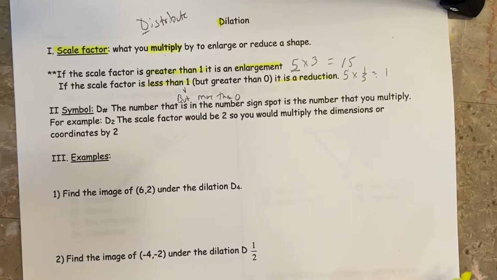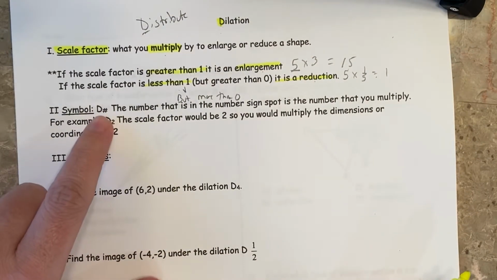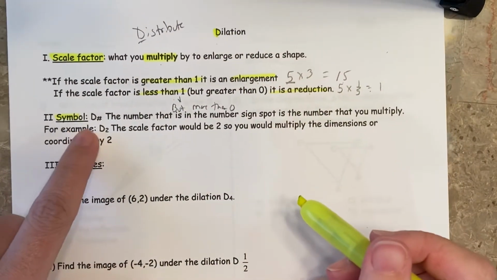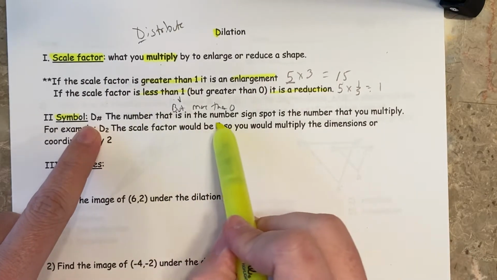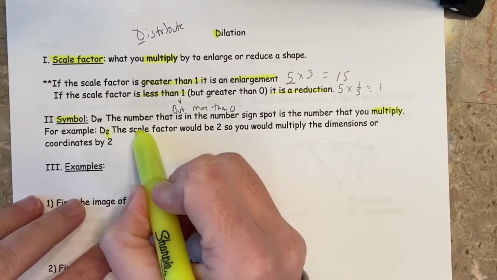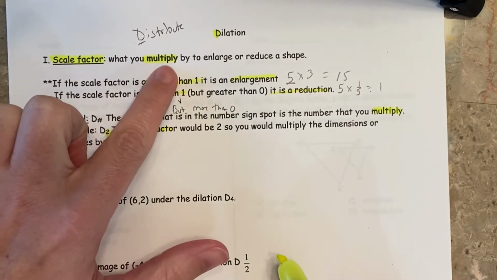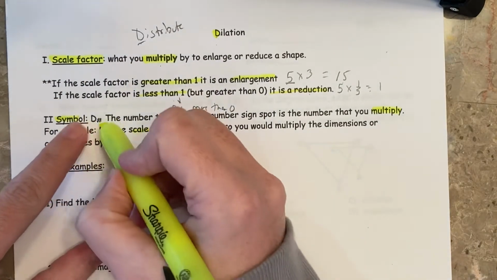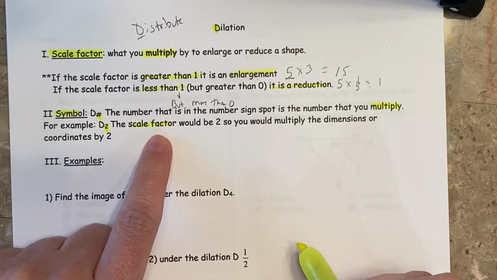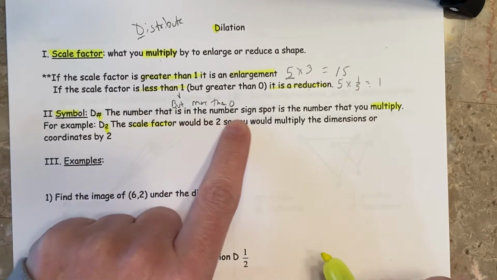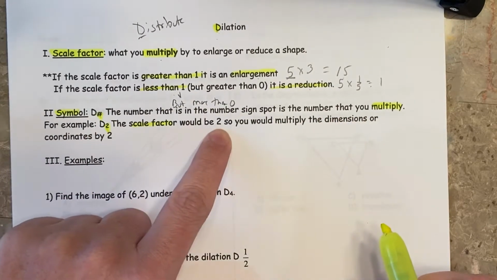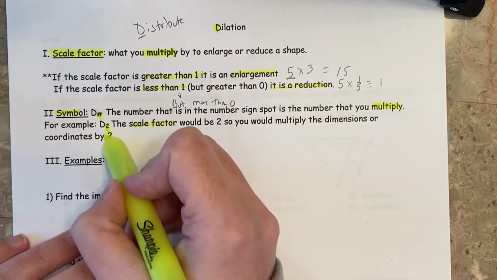So yesterday we talked a little bit about symbols. So this is going to have a symbol. They're going to use the letter D, and the letter D obviously stands for dilation. The number that is in the number sign spot is the number you multiply. So this number right here, that's going to be your scale factor. So I said scale factor is what you multiply by. That little number in the subscript, as we call it, is your scale factor, and that's what you multiply by. For example, D2. The scale factor would be 2, so you multiply the dimensions by 2.